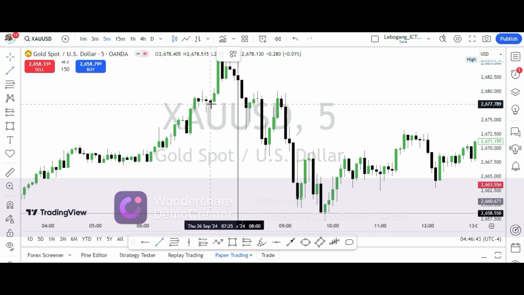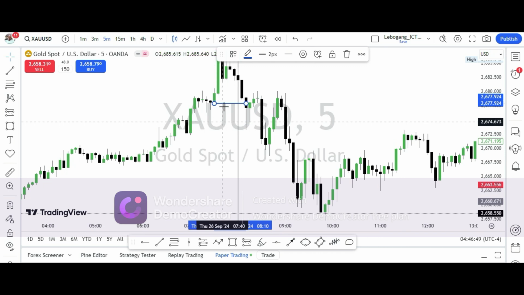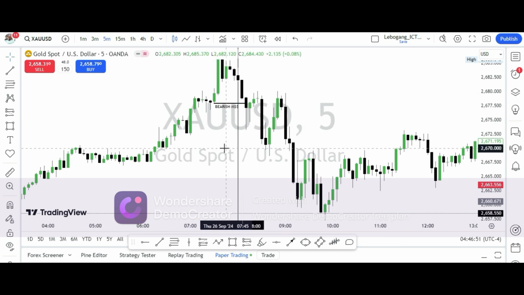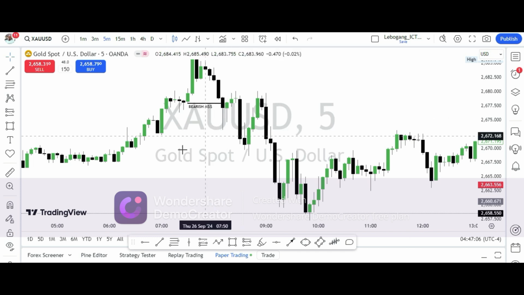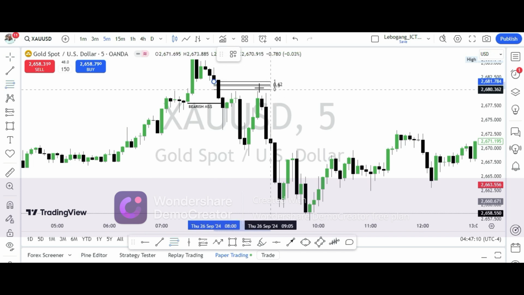You can just start here. And then we had an imbalance. One, two, three. We measure the middle candle. Let me remove this for now. I don't know if there's a candle there. Okay, that was correct. We measure it.